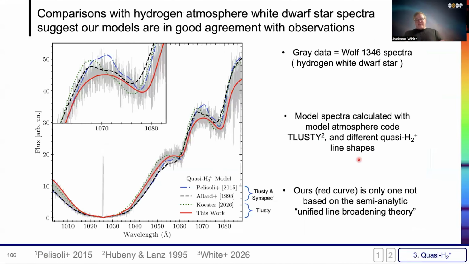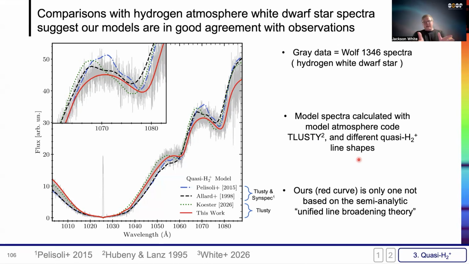Now, the way we validate this is by comparing to, again, astrophysical data. This is, again, a spectra taken from the Hubble Space Telescope on the left. The data is in gray. The blue, black, and green curves are previous, older, more approximate models of this quasi-molecular absorption. And then our new work here is shown in red.